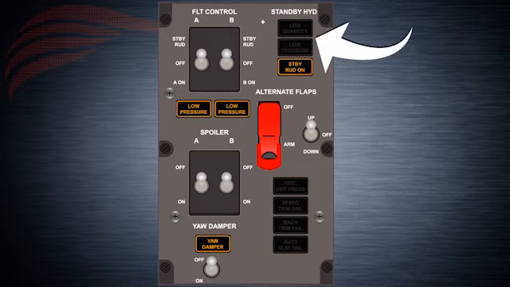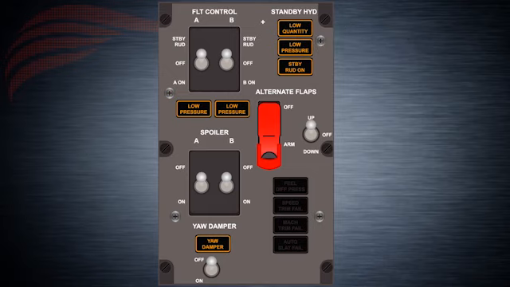Standby hydraulic low quantity and low pressure lights. These lights come on when the standby system reservoir hydraulic fluid quantity decreases below 50% of its normal quantity. The standby low pressure light comes on when the standby system output pressure from the standby electric pump decreases below limits.